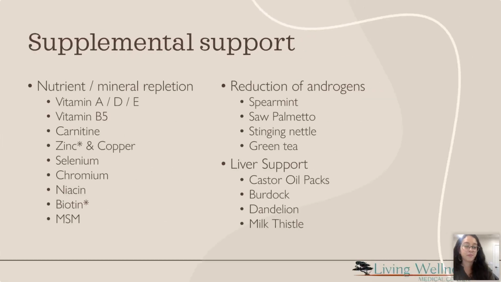Supplemental support. So this is so varied by individual. If we want to replete nutrients, these are some of the very important nutrients for skin health. Reduction of androgens: we have saw palmetto, which prevents the conversion from testosterone to DHT. Stinging nettle, spearmint, green tea. Spearmint, some people say, is a natural spironolactone, so drinking a few cups of spearmint tea a day can help bring down those androgens.